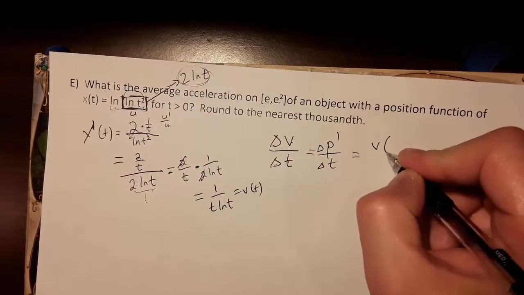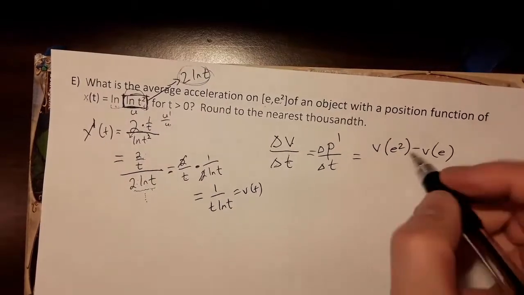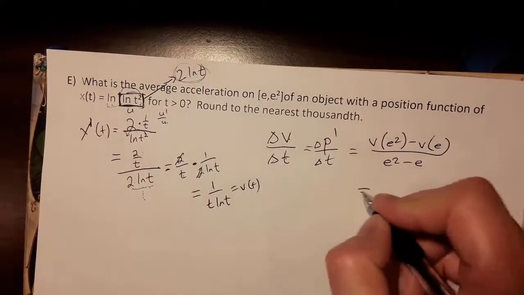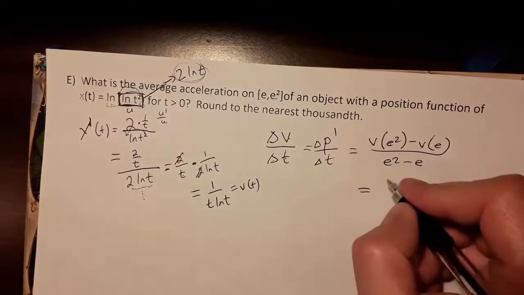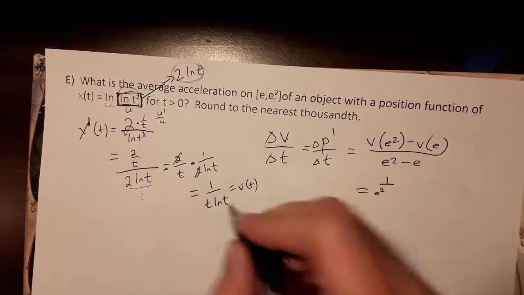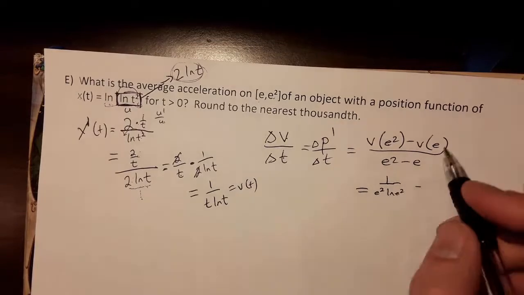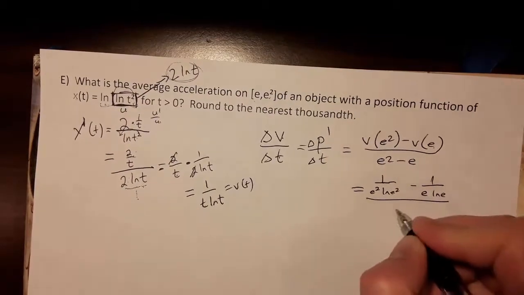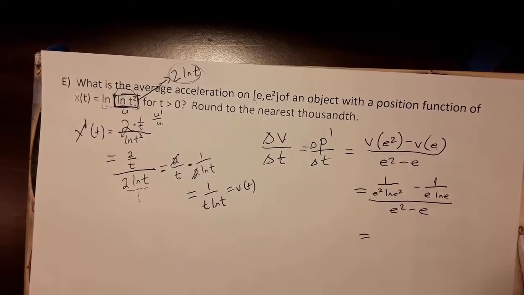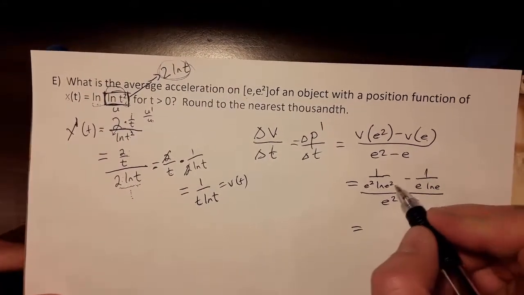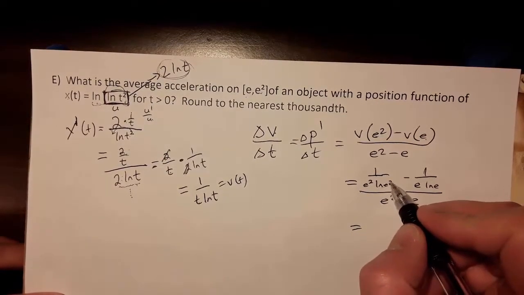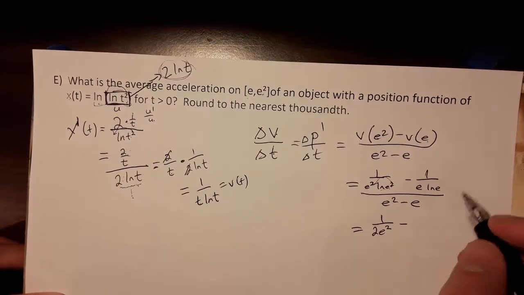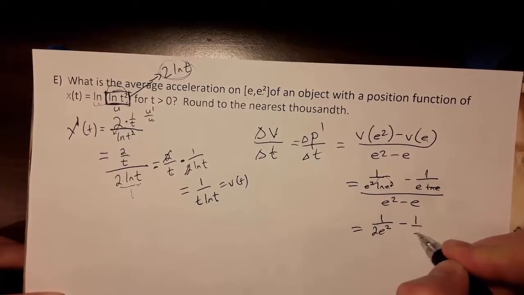So I've got to do velocity at e squared minus velocity at e. That's going to give me the change in velocity. And then I'm going to do e squared minus e to get the change in time. E squared plugged into this velocity function is 1 over e squared ln e squared. And plugging in e gives me 1 over e ln e, over e squared minus e. Natural log of e squared is just going to be 2, because the 2 is going to come down, natural log of e is 1. So this fraction is 1 over 2e squared. In this fraction, ln of e is 1, so this fraction is 1 over e.